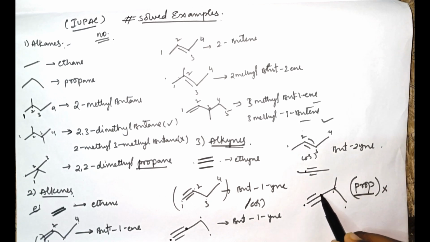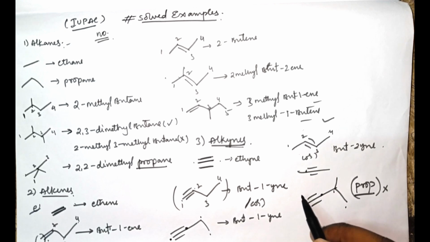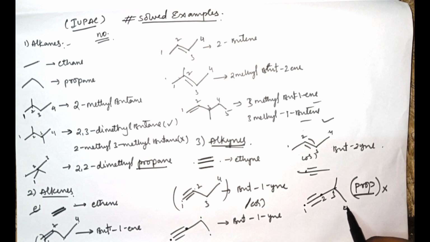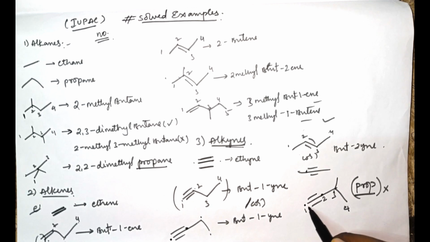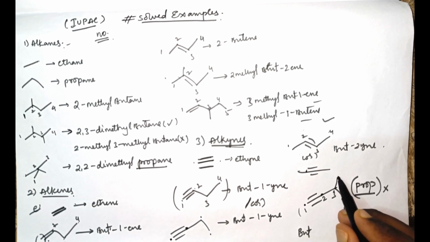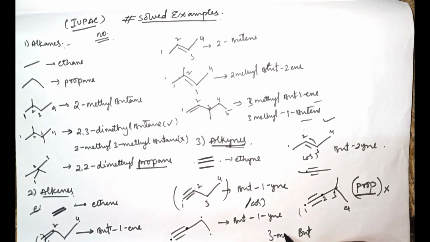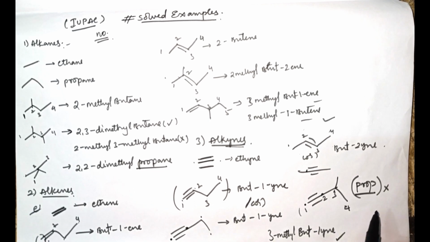So here is one carbon, here is also another carbon, you must remember. So now numbering must be given in this manner: 1 2 3 4. You get it? So unsaturation started at first carbon, it's but, and here we have a substituent like 3-methyl, and then mention 1-butene, and your answer is correct.